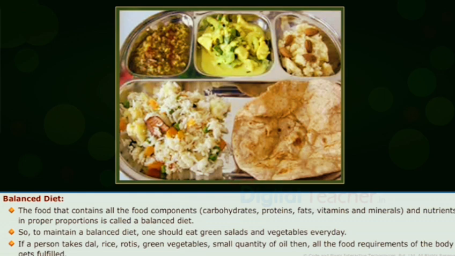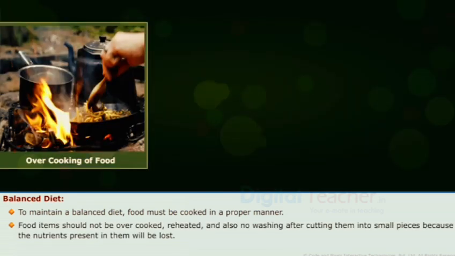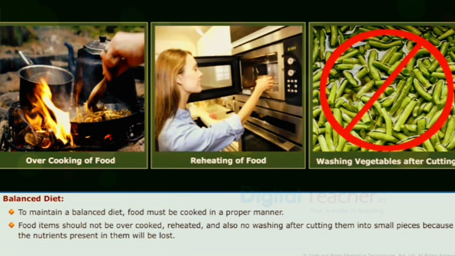body get fulfilled. To maintain a balanced diet, food must be cooked in a proper manner. Food items should not be overcooked, reheated, and also should not be washed after cutting them into small pieces because the nutrients present in them will be lost.